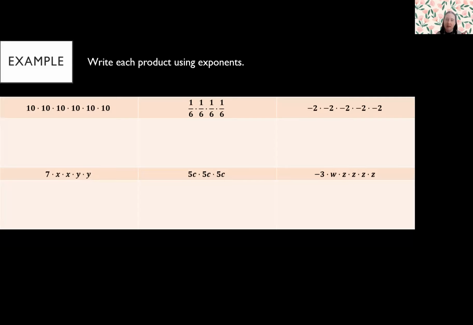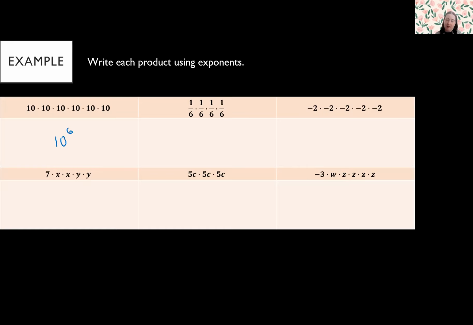So we have 10 times 10 times 10 times 10 times 10 times 10. The number being multiplied is the number underneath the exponent. The exponent is how many tens you have here. So we have 6 tens. So this would be 10 to the 6th power. So we have 10 and it's multiplied 6 times.